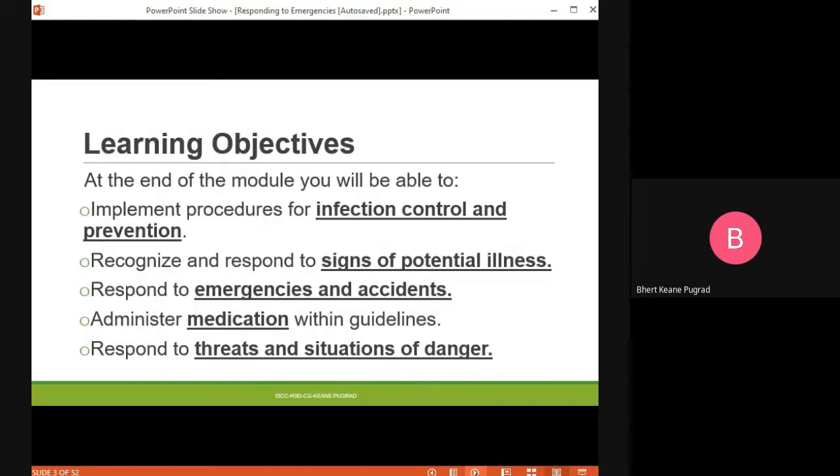So the objectives of this unit of competency are, first, to implement the procedures for infection control and prevention. Second, recognize and respond to signs of potential illness. Third, respond to emergencies and accidents. Fourth, administer medication with guidelines. And the last, respond to threats in situations of danger.